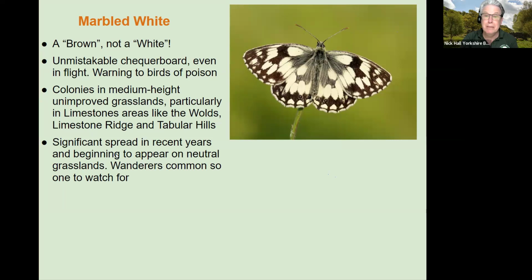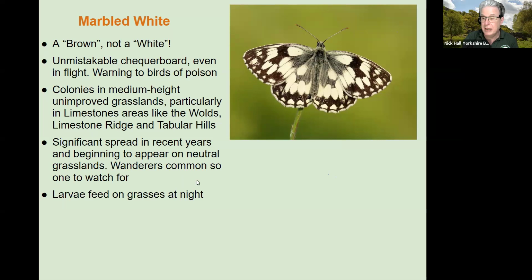I've even had it in my garden, which is in the middle of agricultural wilderness in the middle of the Vale of York. So they are actively colonizing the Vale of York. And if they find a suitable grassland, they are colonizing. So wanderers are very common. So watch out for those.